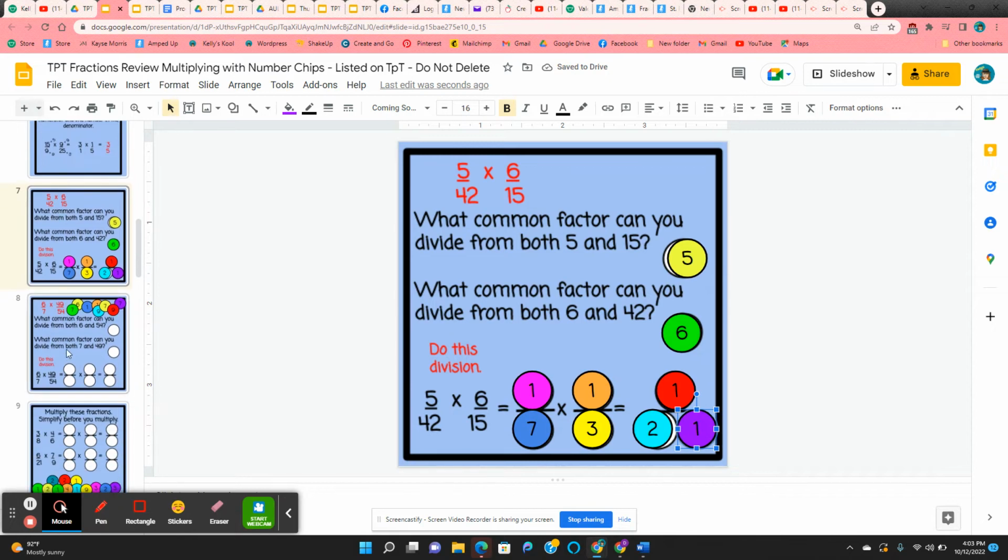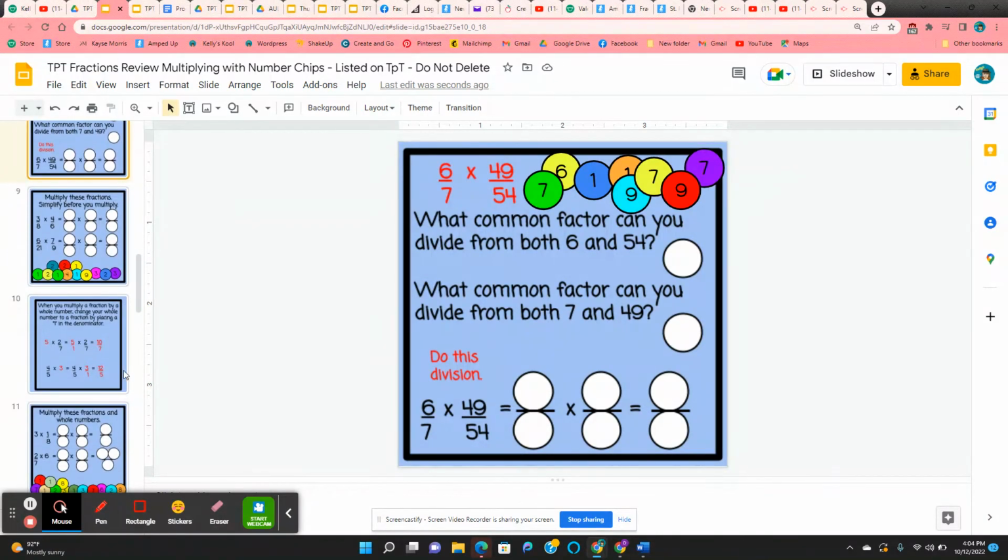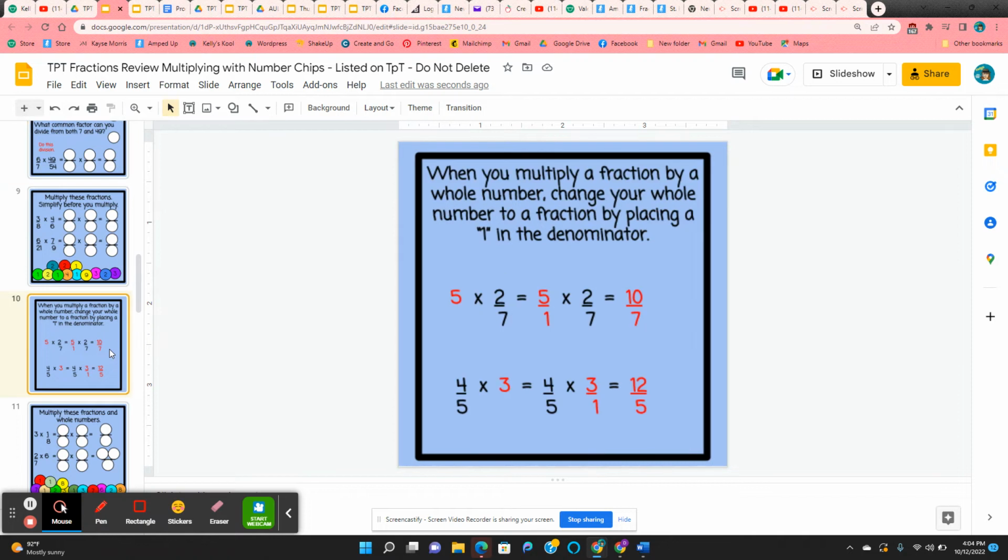They're going to do that on the next one also. Again, they're going to be asked to look at 6 and 54. What's a common factor they could divide out? 7 and 49, what would be another common factor? They're going to simplify those before they multiply, and then the multiplication is much easier. So they get a little bit of practice doing that.